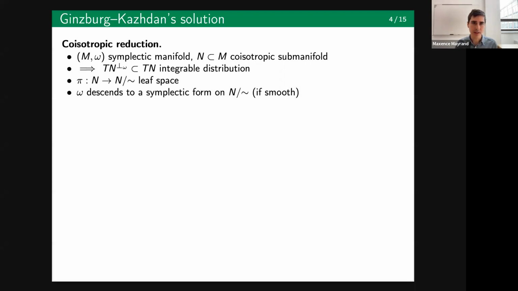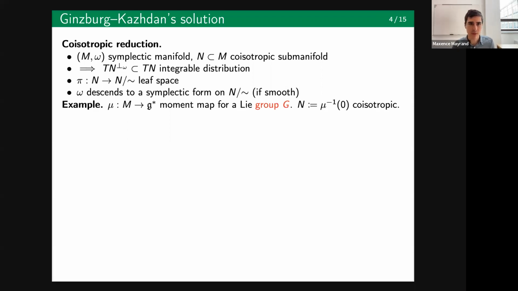And if this leaf space is a smooth manifold, then omega descends to a symplectic form on it, because we're quotienting by the space in which the symplectic form degenerates. So the 2-form on the quotient is non-degenerate, it's a closed non-degenerate form.